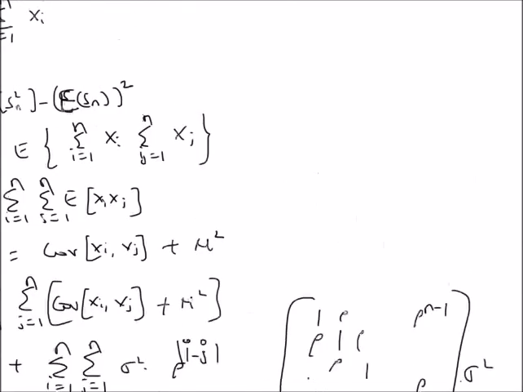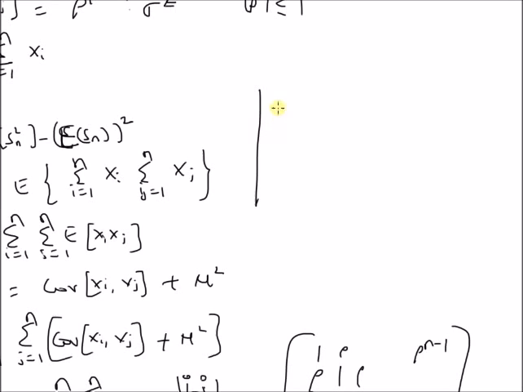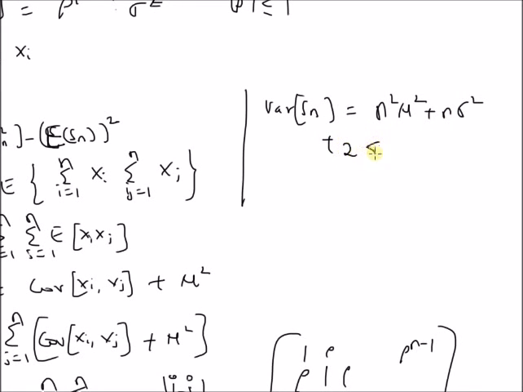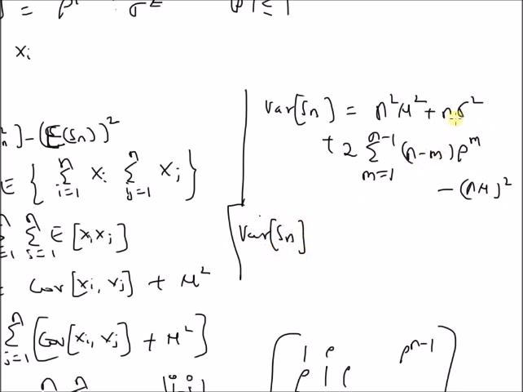Therefore, the variance of the new random variable Sn, that is the variance of the sum Sn, is equal to n square into mu square plus n into sigma square plus the sum, the next term being 2 times summation m equal to 1 to n minus 1 of n minus m into rho power m, minus of course n into mu whole square. Therefore, the variance of the sum Sn is equal to the sum of these terms, where of course there is a variance missing here, sigma square. So this should be equal to sigma square into n plus 2 times the summation m equal to 1 to n minus 1 of n minus m into rho power m.